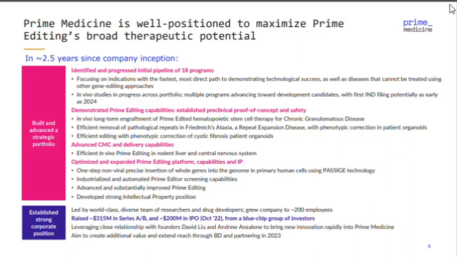But of course, we've managed to bring a very, very strong IP position in all of those improvements as well, really to wall up Prime Editing as something that really belongs and is really proprietary to Prime Medicine as well. We think that's very important in addition.